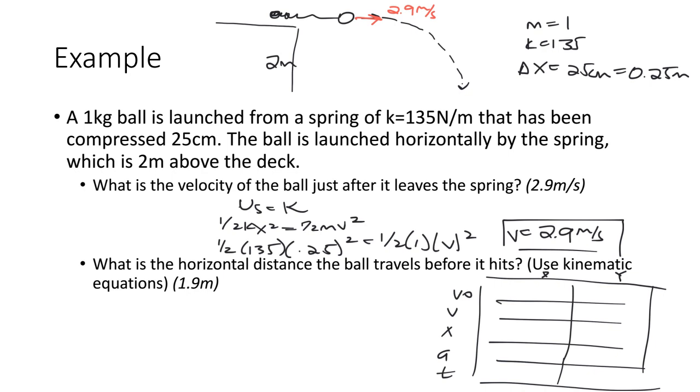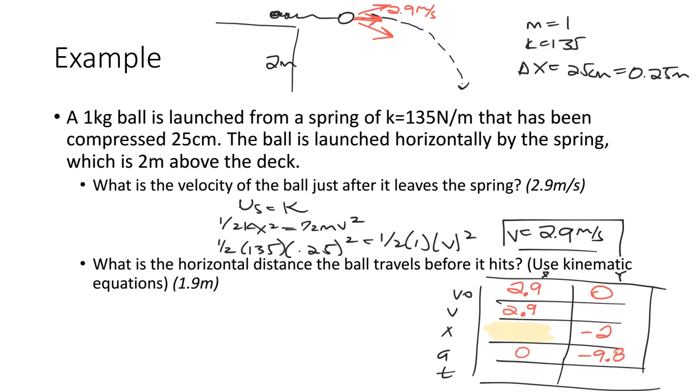So here we have the ball being launched horizontally at 2.9. Since there's no force horizontally, it's not accelerating horizontally, meaning that its final velocity is 2.9 as well. In the vertical direction, we know it's falling 2 meters at a rate of 9.8. And since it's been launched horizontally instead of being launched upwards or downwards, we know that this initial velocity is going to be 0. And we are looking to calculate the horizontal distance the ball travels.